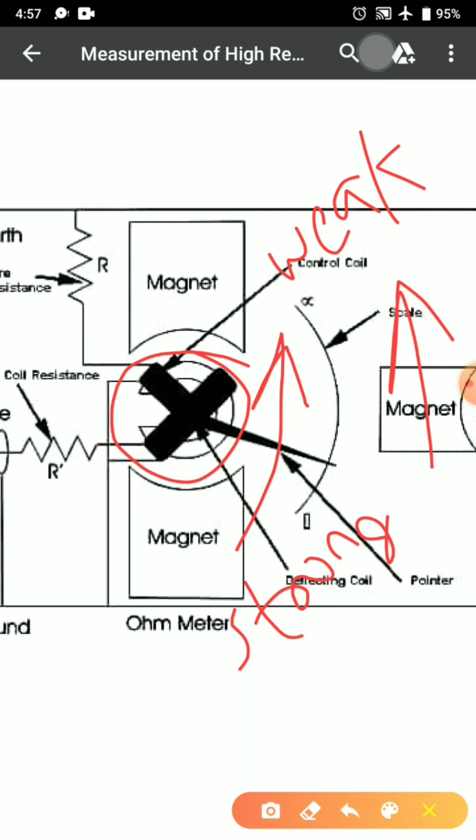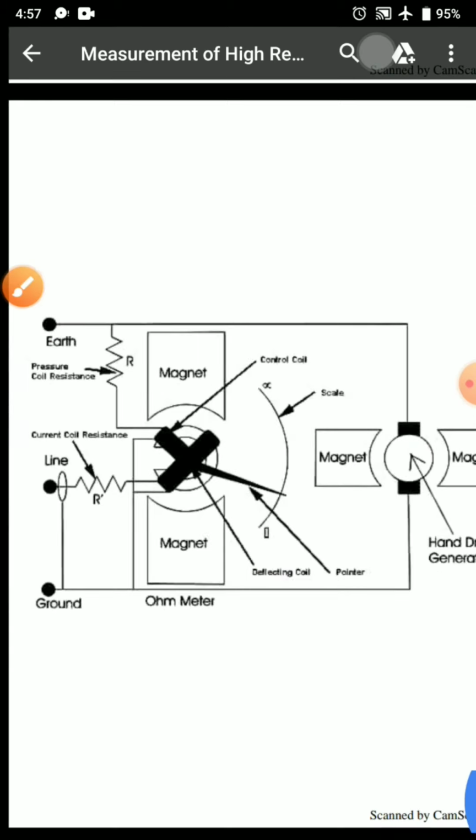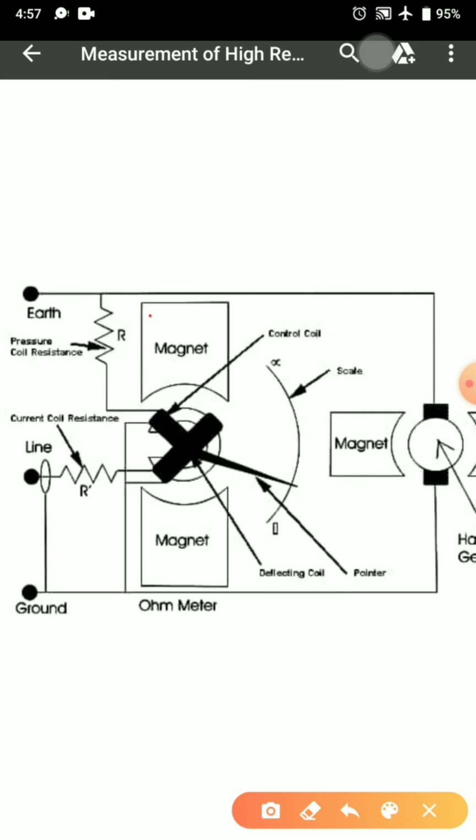Now we can clearly see the voltage range. The voltage range can be controlled using the voltage selector switch. That is, it can be varied by varying the value of R connected in series with the current coil. Depending on the value of R connected, the voltage range can be controlled.